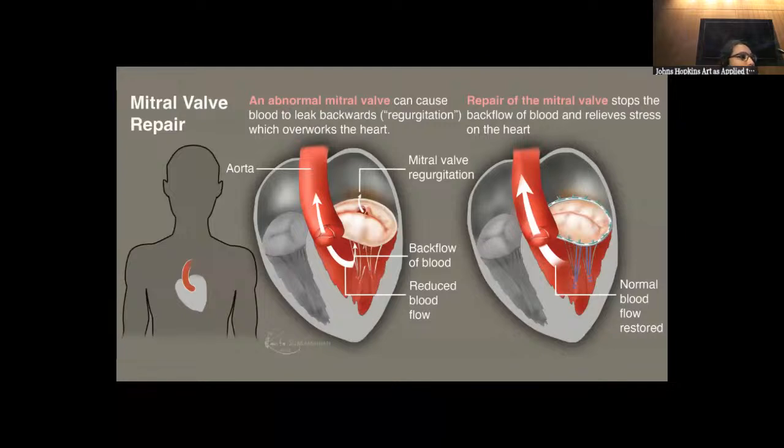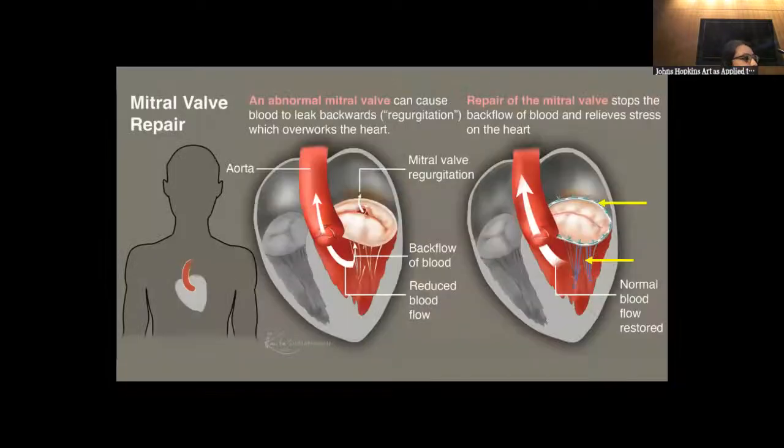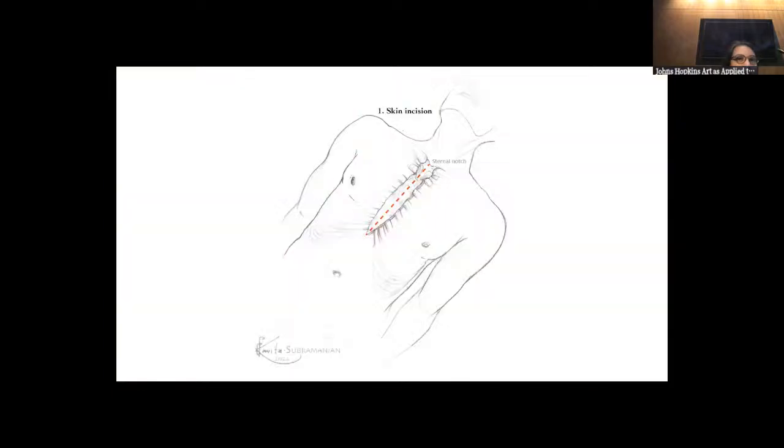The procedure involves 2 parts. The first, the repair of the ruptured chordae tendineae, which anchor the mitral valve to the ventricle. And second, insertion of a synthetic ring which reinforces the fibrous frame of the mitral valve to ensure longevity of the repair. The procedure begins with a midline skin incision over the sternum from the sternal notch down to the xiphoid process. This is followed by a sternotomy.